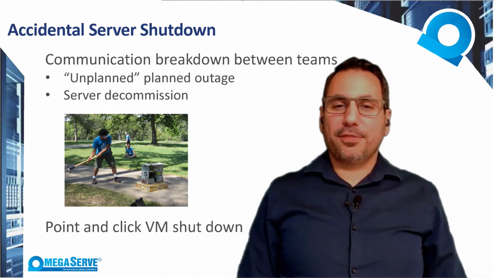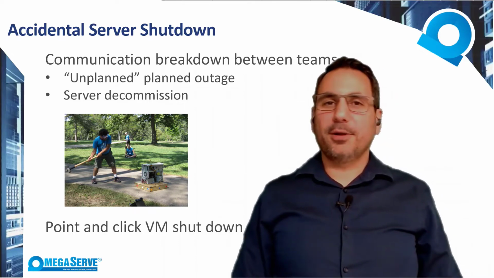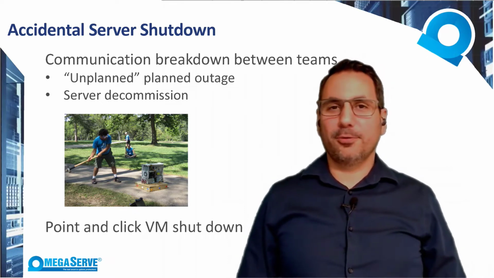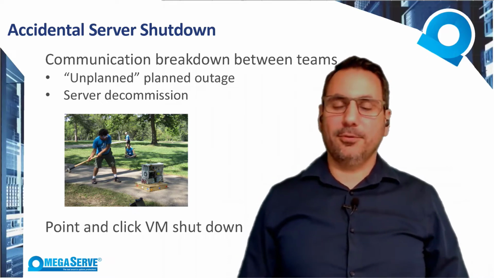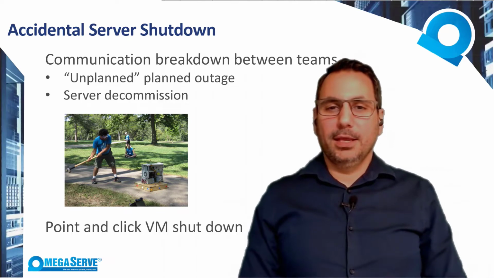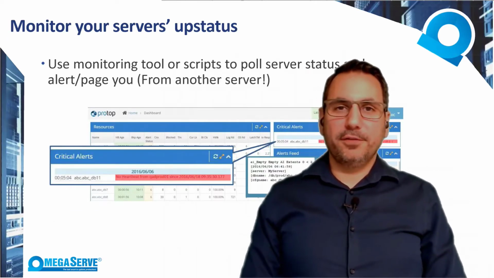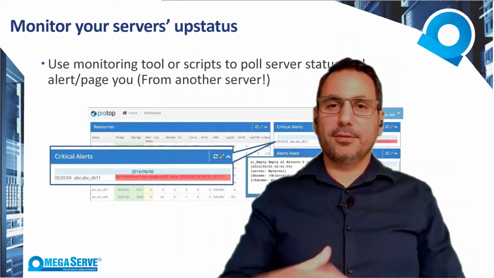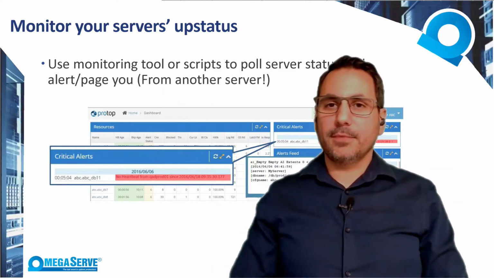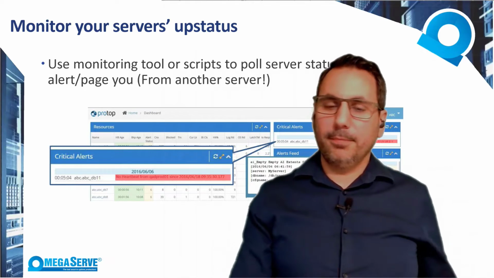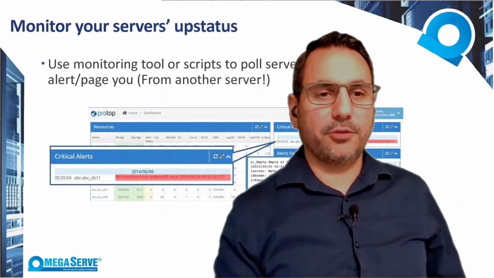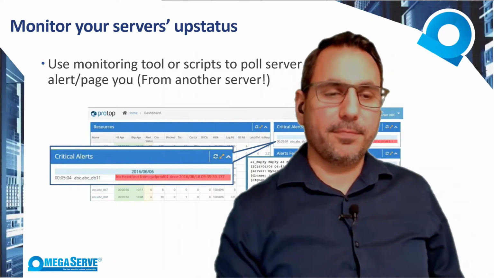And these days with virtual machines, everybody's running virtualized machines. It's so easy to just turn the power off, to just point and click. So be very careful. In ProTop, there's a heartbeat feature where it actually expects a heartbeat from a server. If it doesn't receive that heartbeat, then it sends out an alert. Many good monitoring systems have that feature, so make sure that you have that feature enabled.